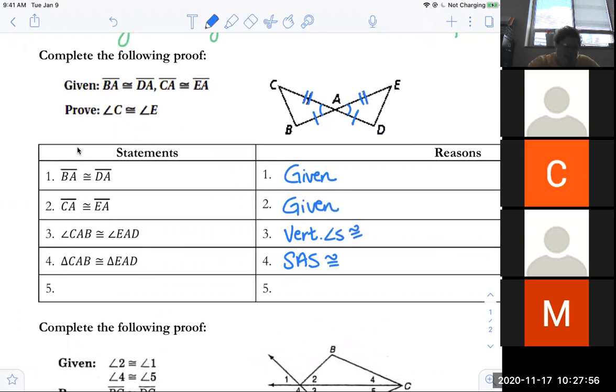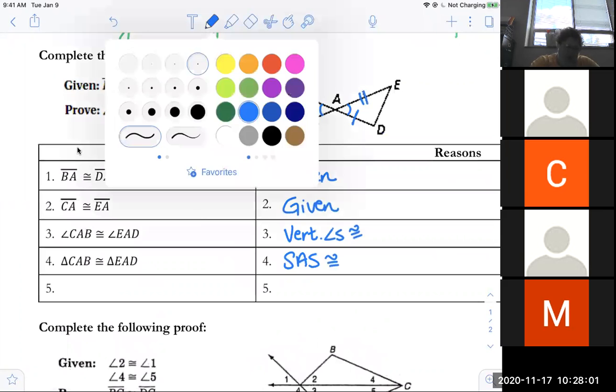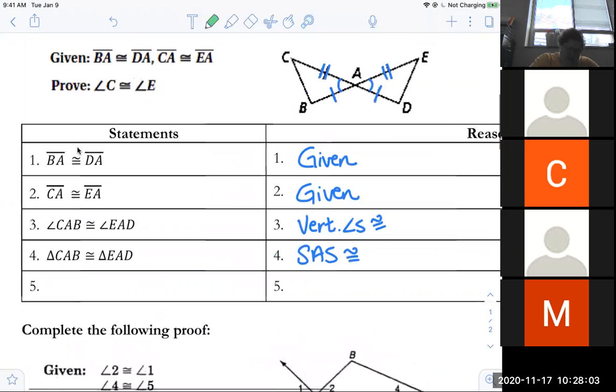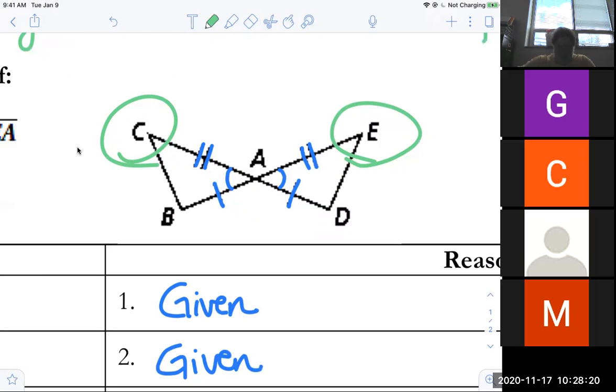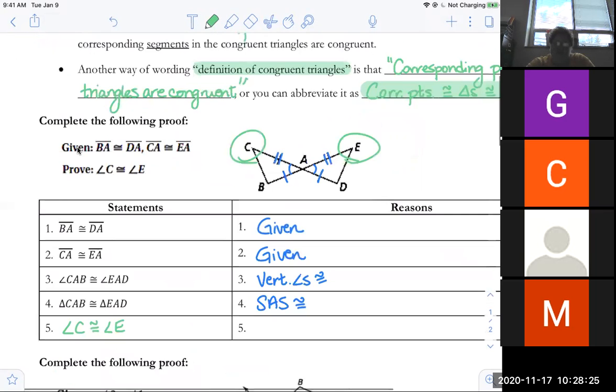Now, they didn't actually ask us to prove that the triangles were congruent. They asked us to prove that angle C is congruent to angle E. How would we know that these angles have to be the same? How do we know that angle C has to be congruent to angle E? Is it because they're corresponding? Yes, they're in the corresponding places. And what do you know about the triangles? They're congruent. So what are we going to write?